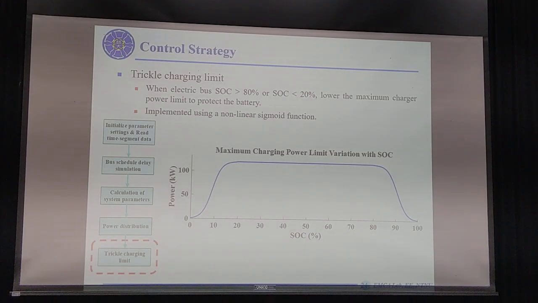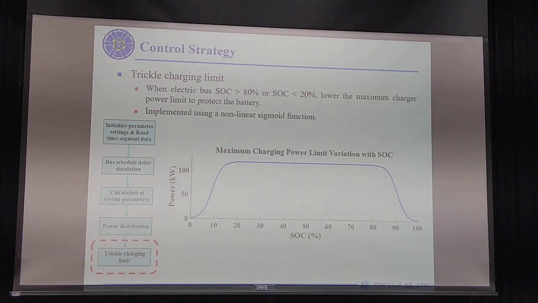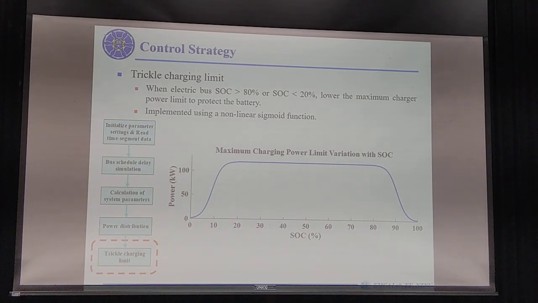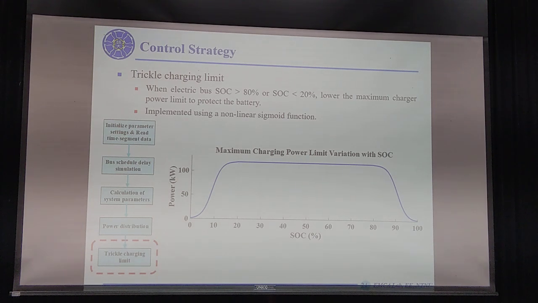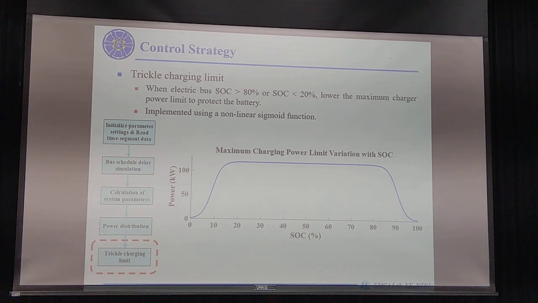To protect the battery's health, we implemented a triple charging limit. As shown in this graph, the maximum charge power is reduced when the bus's SOC is below 50% or above 80%. We implemented this nonlinear limit using a sigmoid function.